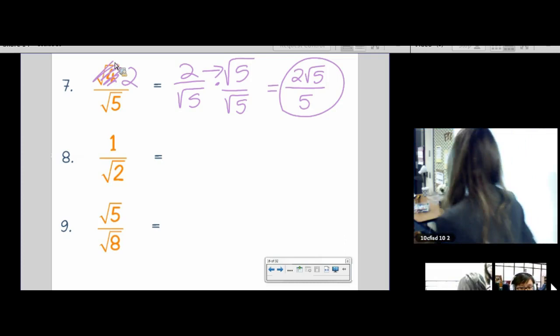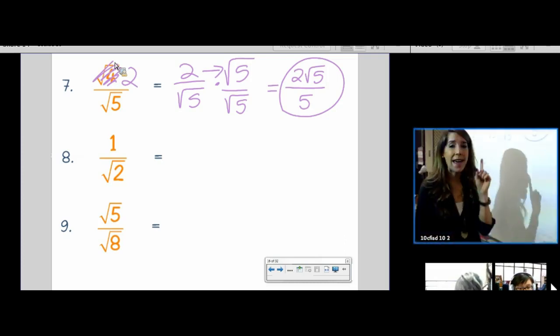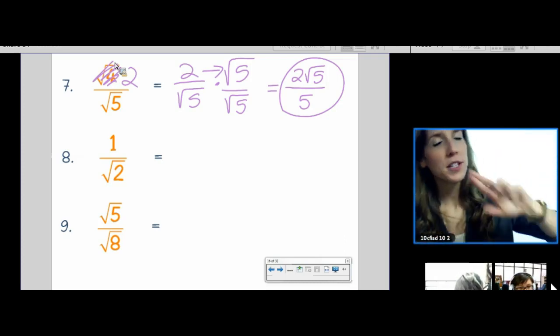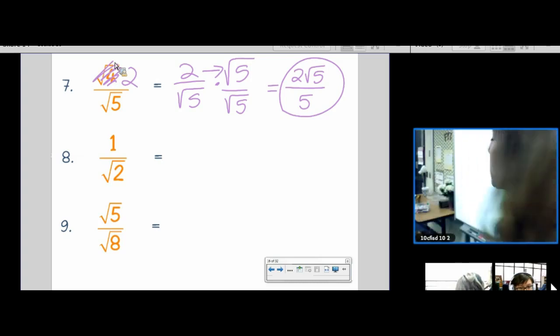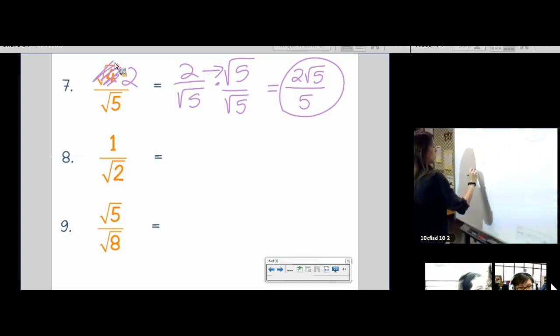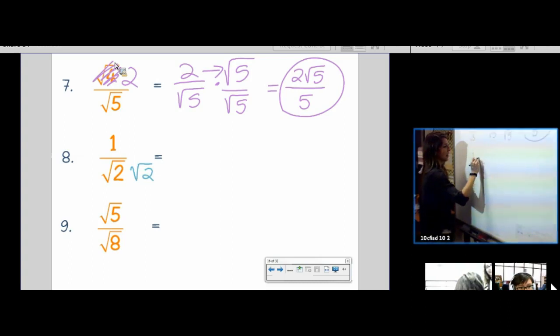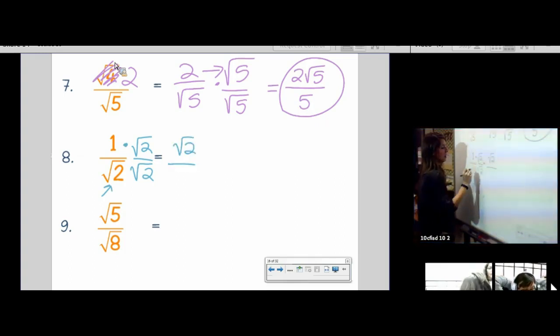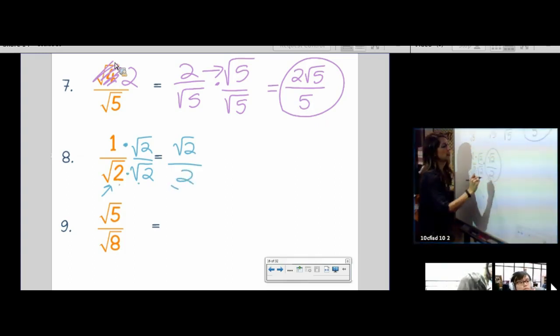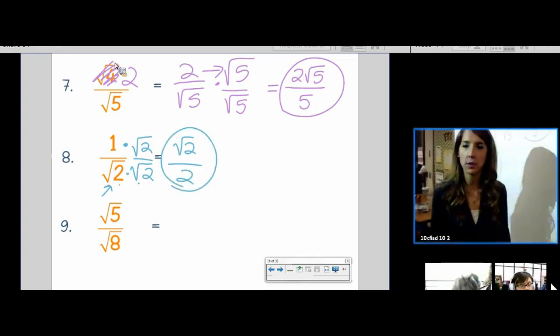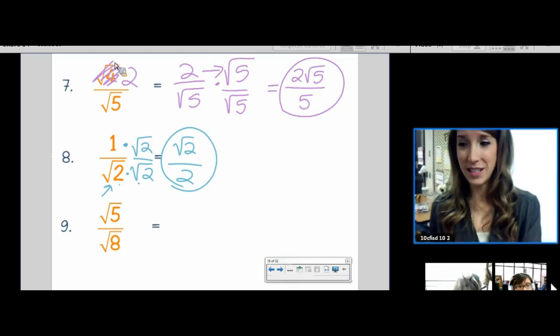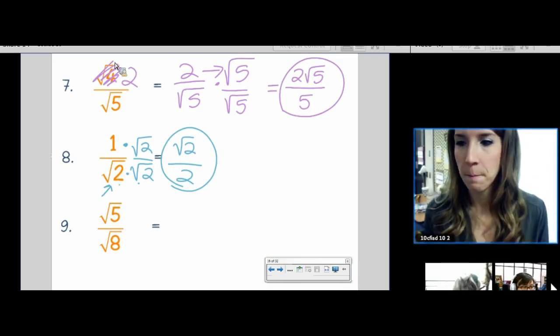Number 8. I'm obeying rule number 1. I'm obeying rule number 2. It's that rule number 3 that we're breaking again. So we are going to multiply the numerator and the denominator by the radical in the denominator. 1 times square root 2 is just root 2. Square root 2 times square root 2 is 2. So square root 2 over 2. This one looks just like the one that we did in the example with the 3, right?